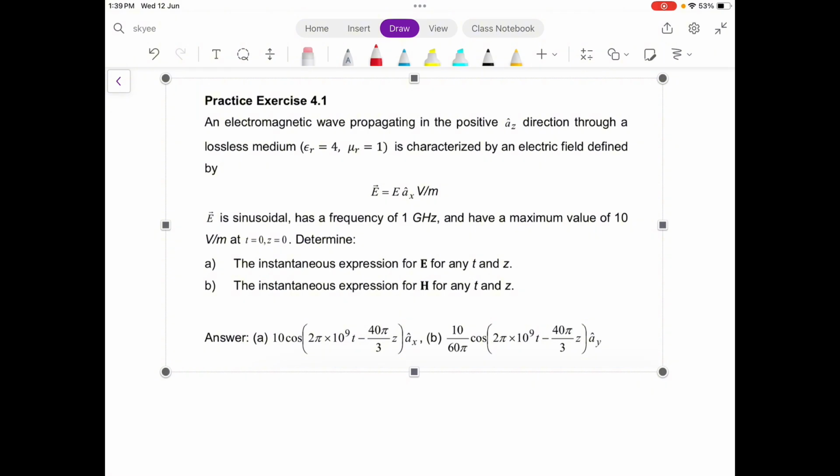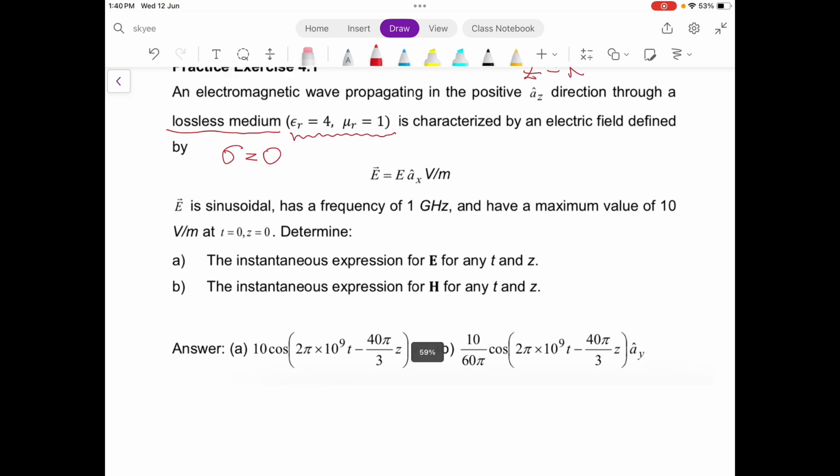Alright, we look at this practice exercise in your module. So we have an electromagnetic wave propagating in the positive z direction, which is the direction of wave propagation, through a lossless medium. This lossless medium has these characteristics. For lossless media, the conductivity is equal to 0. It is characterized by an electric field defined by this.